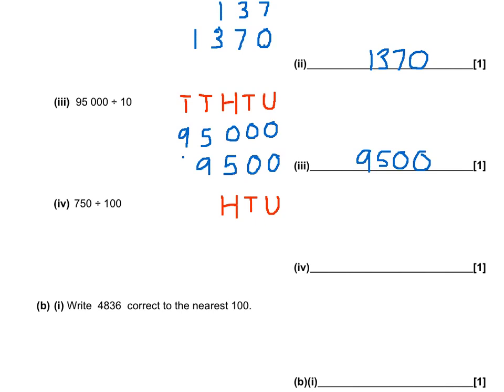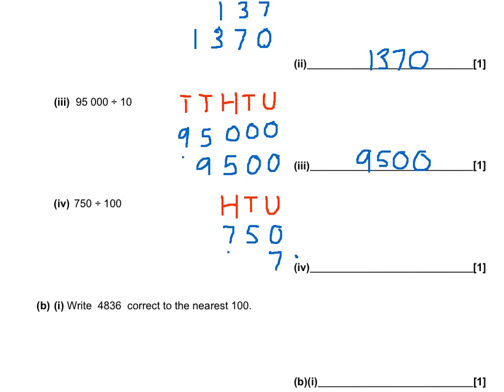Part 4. 750 divided by 100. So I've got 750. 0 is the units, 5 is the tens, and 7 is the hundreds. And if I'm going to divide something by 100, I'm going to move it all 2 places to the right. So this 7 is now going to appear in the units column.